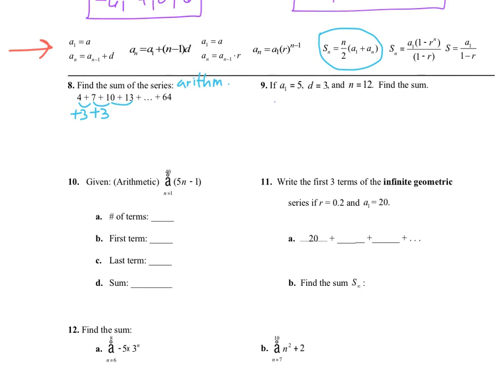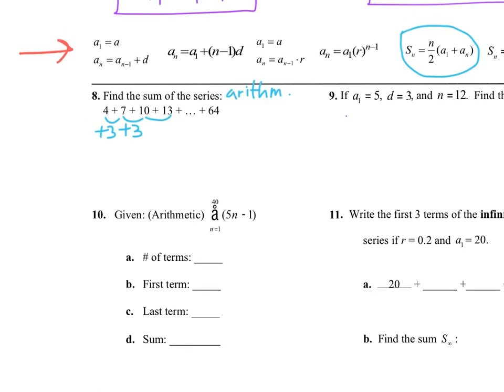It would be all the same labels from the ones on front. They're exactly the same. So we know we're using this formula: S sub n equals n over 2 times a sub 1 plus a sub n. We know most of this already, but not all of it. We know that a sub 1 is 4.